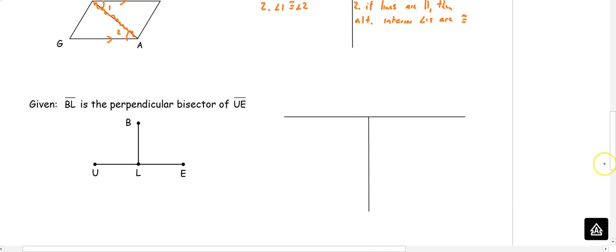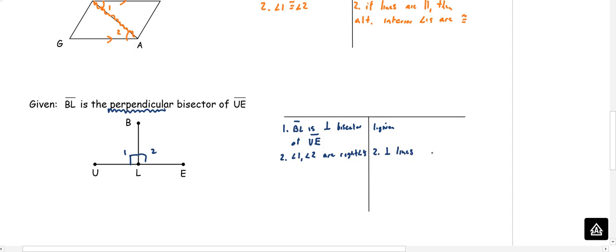Our last one, BL, is the perpendicular bisector of UE. So we're going to start by saying our given statement. So we say BL is perpendicular bisector of UE. Remember, we always start with a given statement. Now, if it's a perpendicular bisector, there's two pieces here. So first we're going to deal with perpendicular. Remember from before that perpendicular forms right angles? So we have two right angles here, angle 1 and angle 2. So our first statement would be angle 1 and angle 2 are right angles. And our reason is that perpendicular lines form right angles.